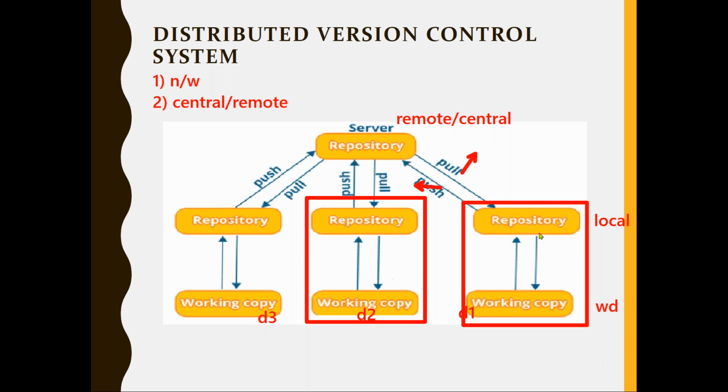Even though network connections are disconnected, you can still continue working. Entire work is not halted. That's the main difference between centralized and distributed version control systems. Even though network connections are not there, you can still continue your work. Once network resumes, you can push your changes, right? So that's how it overcomes the problem of network connectivity.